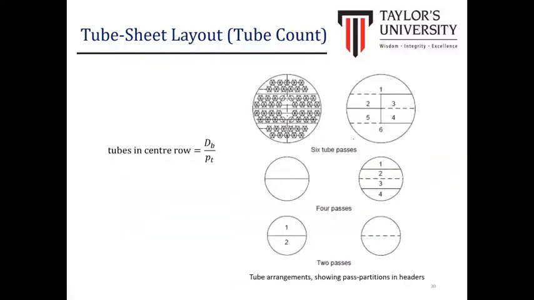These are examples of the number of passes. If we have 2 passes, this is the design or layout. If we have 4 passes, the tubes are inside here. The dashed line refers to the baffle line.